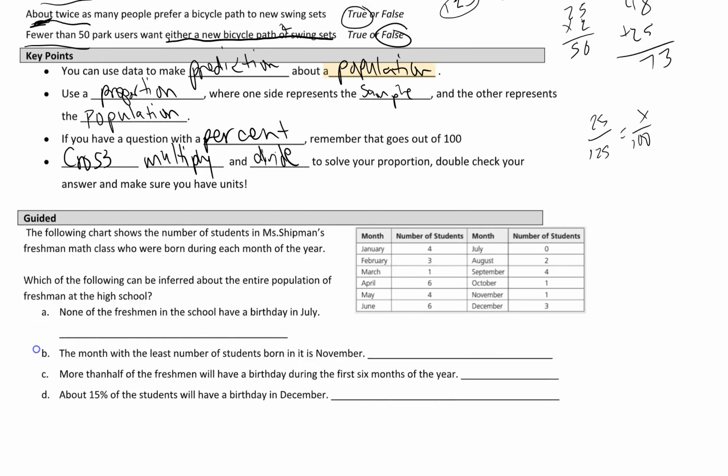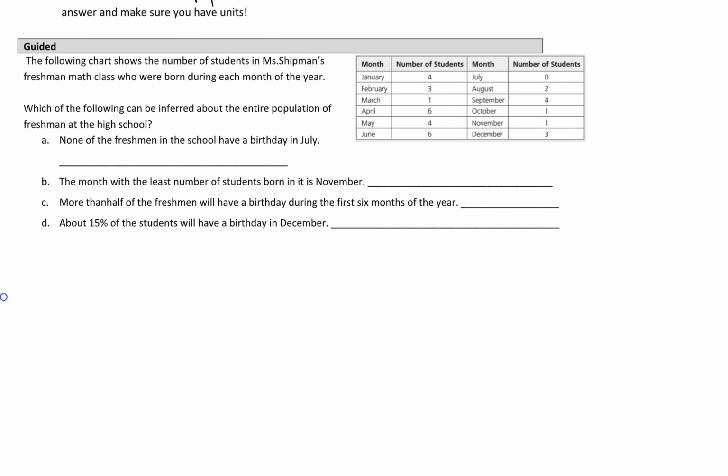All right, so let's look at our last example. We have a chart that shows the number of students in Ms. Shipman's freshman math class who were born during each month of the year. Which of the following can be inferred about the entire population? So option A says none of the freshmen in the school have a birthday in July. They think that because if we look over here at July, we have a 0. However, it's really, really unlikely that none of the freshmen in the school have a birthday in July. So this one, no. There's probably at least one. We just didn't get that person in our sample.